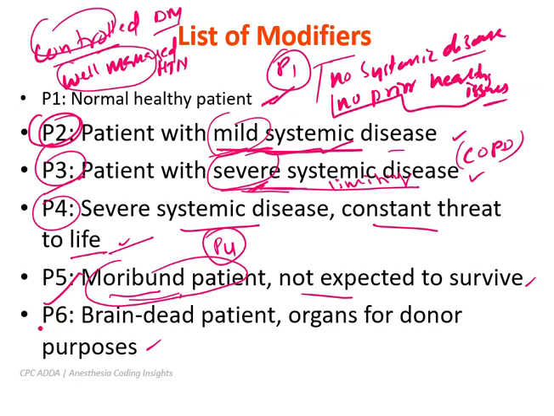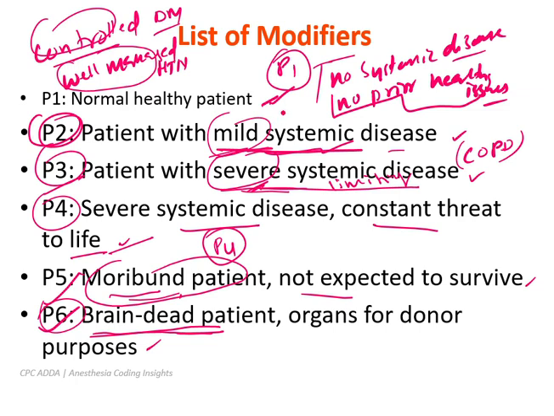And next, P6. What is P6? Brain dead patient, organs for donor purposes. The patient is a declared brain dead patient whose organs are being removed for donor purposes. This is specific to organ donation cases. For example, a brain dead patient undergoing organ harvest surgery for transplantation. If you notice a brain dead patient, then directly assign modifier P6. Okay, these are the modifiers.